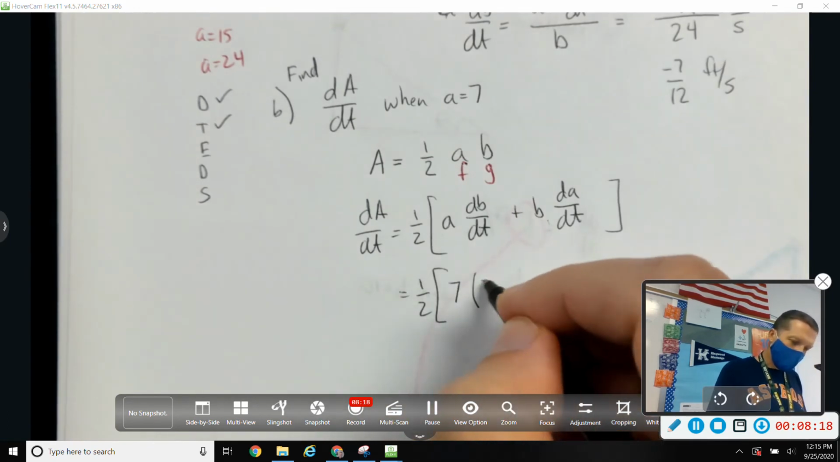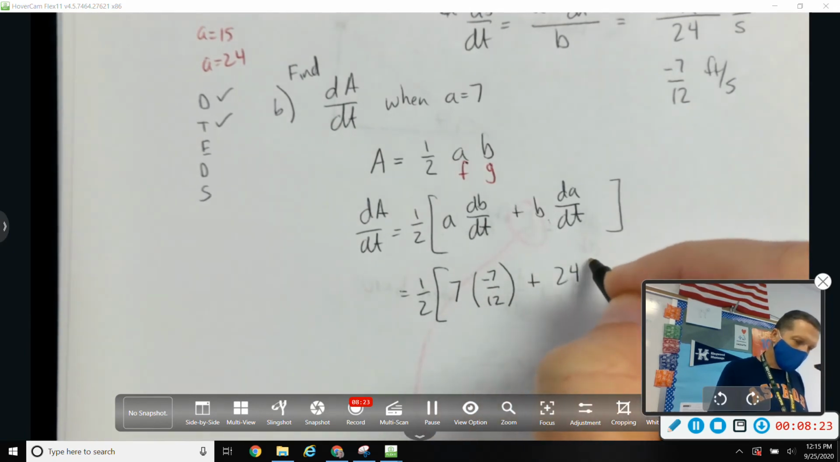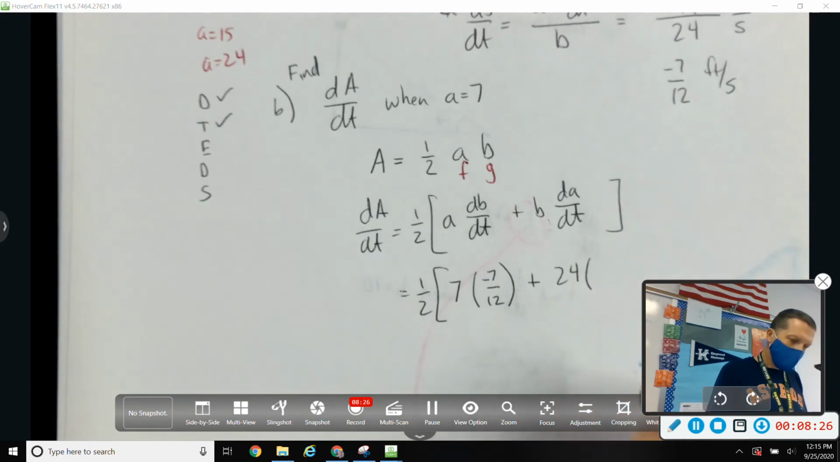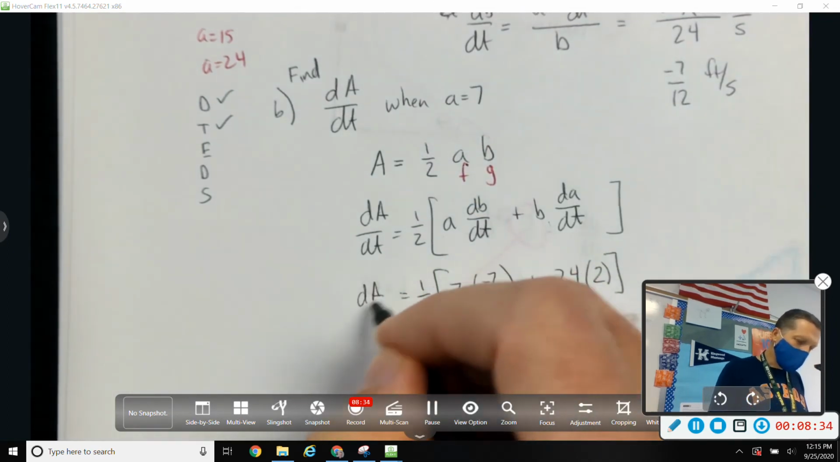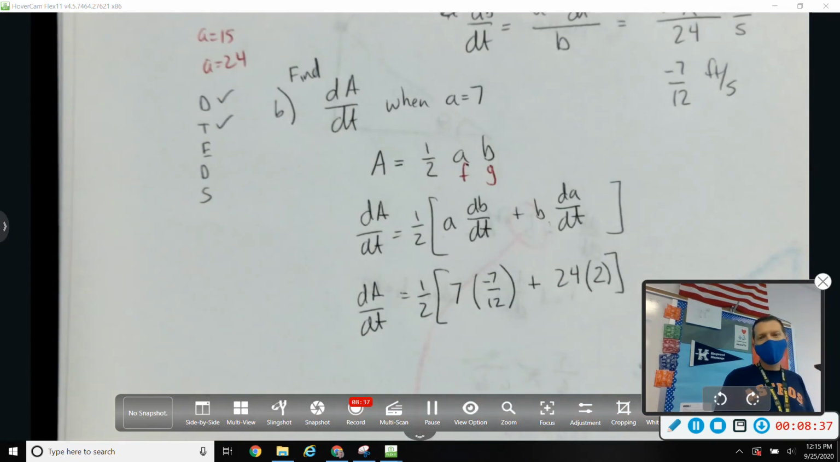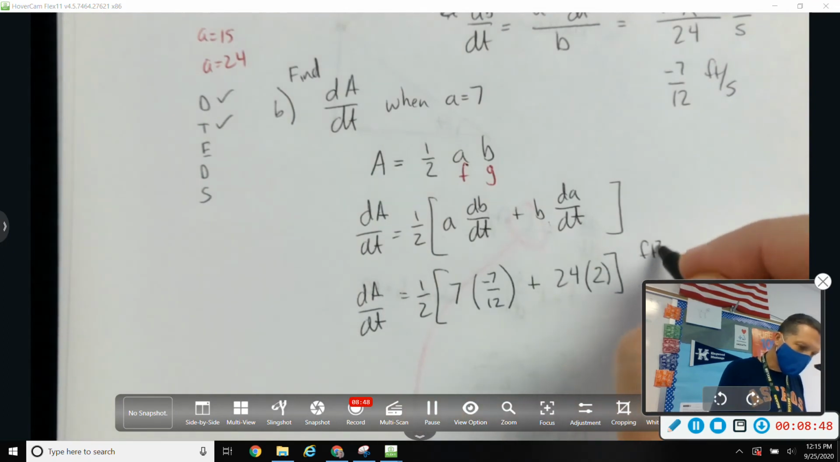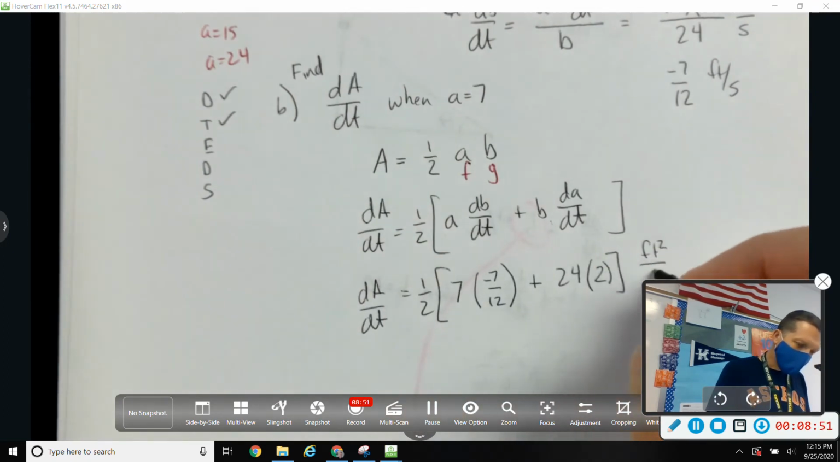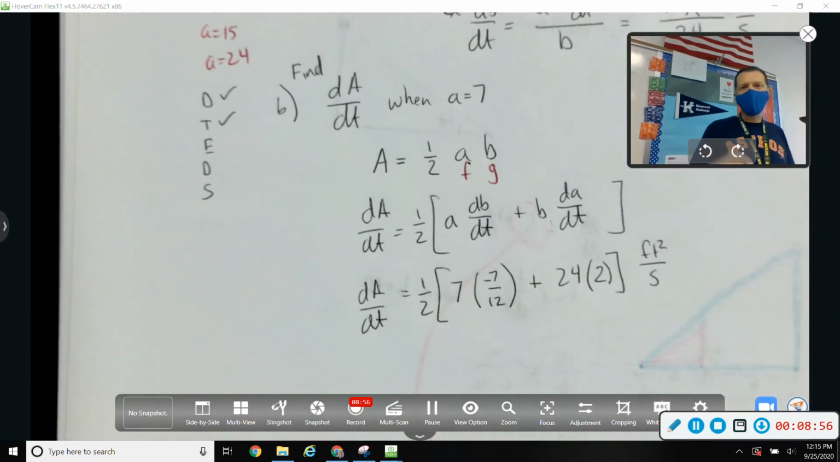7 times -7/12 plus 24 times 2. Wait, I'm looking for all my pieces here. dA/dt is 2. And that's good enough for my answer, right? Why risk doing something dumb in there? Just leave it. It's calculator ready. You're good with that. Area is feet squared. Time is in seconds, so feet squared per second. And again, I'm not messing with cleaning that up because I don't need to clean that up.